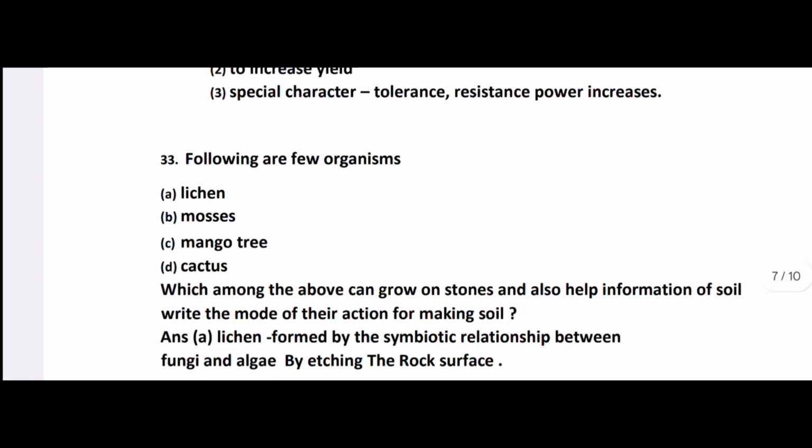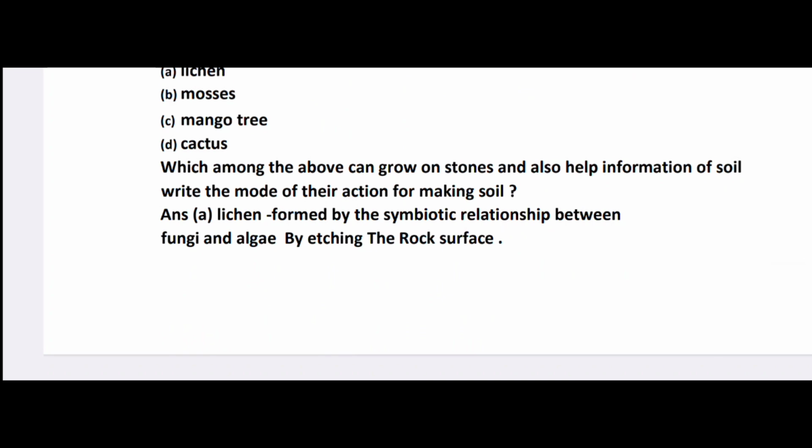Okay. Now question number 33. Following are few organisms: lichen, mosses, mango tree, cactus. Which among the above can grow on stones and also help in formation of soil? Write the mode of their action for making soil. Now, A part, lichen, is the right answer because they are formed by the symbiotic relationship between fungus and algae. Algae prepare food for the fungus and fungus provides shelter to algae. So it is a very beautiful, nice symbiotic relationship between fungus and algae. By etching the rock surface, okay, it helps in the formation of soil.